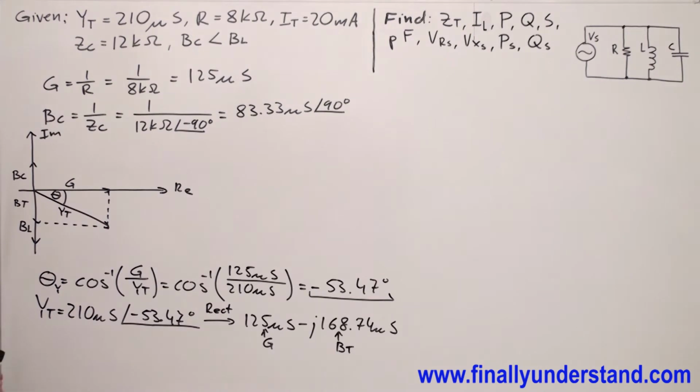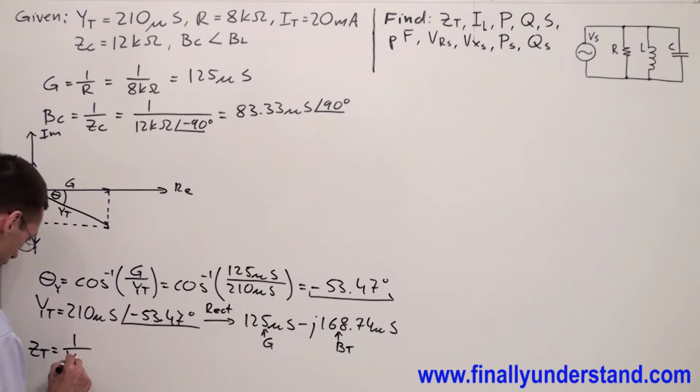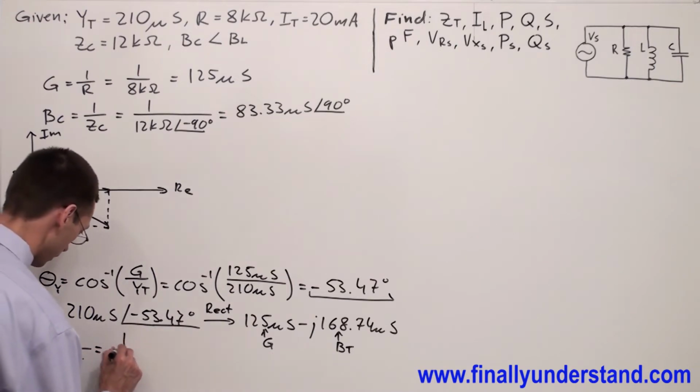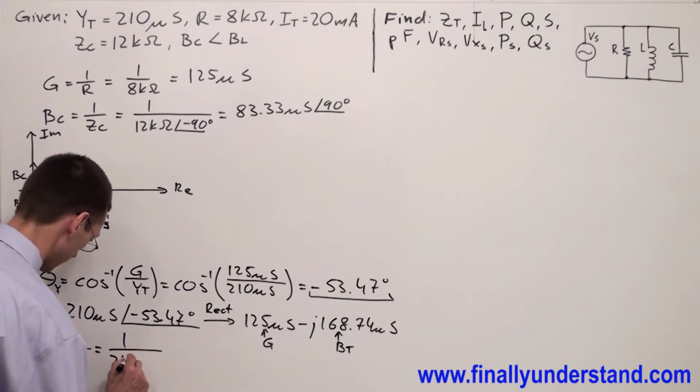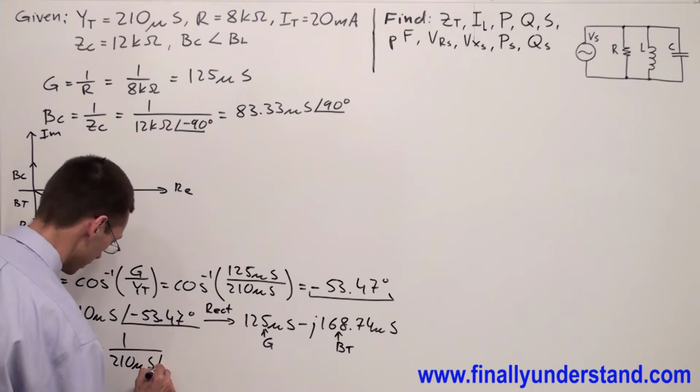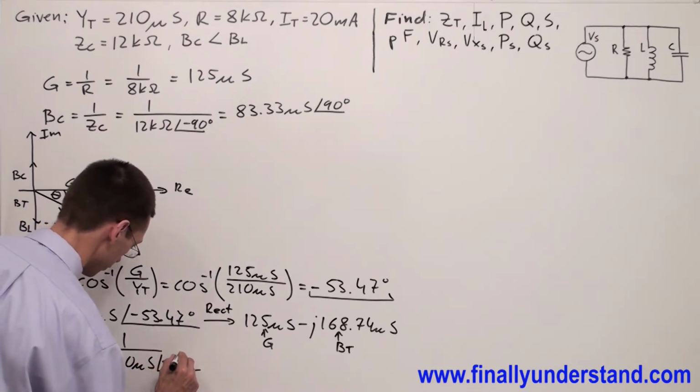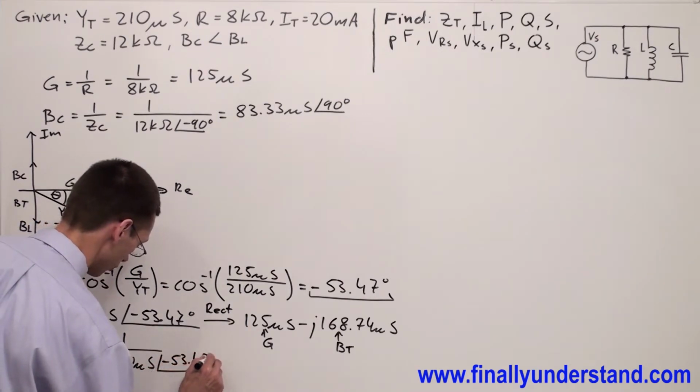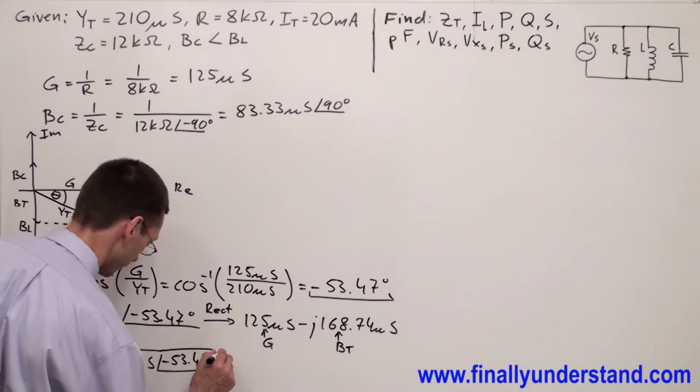So what I'm supposed to do next, the problem is asking me for Z total. So Z total is equal to 1 over Y total. So this is equal to 1 divided by 210 microsiemens, an angle of negative 53.47 degrees.